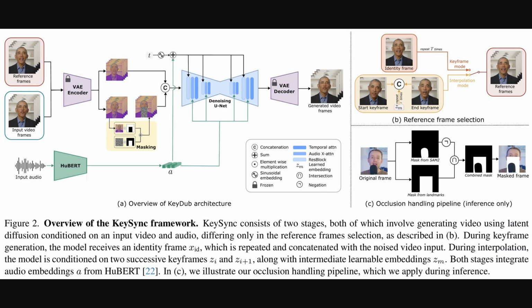Alright, so building on that, this next diagram on page 3 gives us a look under the hood at the KeySync framework itself. It shows their two-stage process, first generating sparse keyframes, then interpolating between them. We can see how they use latent diffusion, incorporate audio with Hubert, and crucially, their special masking and occlusion handling. This really details how they achieve those green check marks we saw earlier.